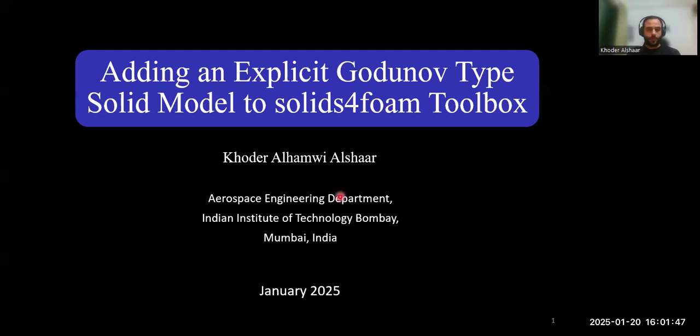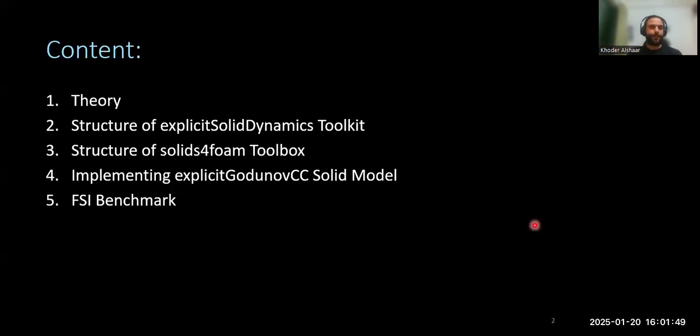So, let's see. For the content of this presentation, I will start with some theory, and then I will talk about the structure of the explicit solid dynamic toolkit that I will be using for introducing a new solid model. And then I will talk a little bit about the structure of solids for form toolbox. After that, I will show the steps of implementing the explicit Godunov cell center, for short CC, solid model. And finally, I will present one test case for verification.